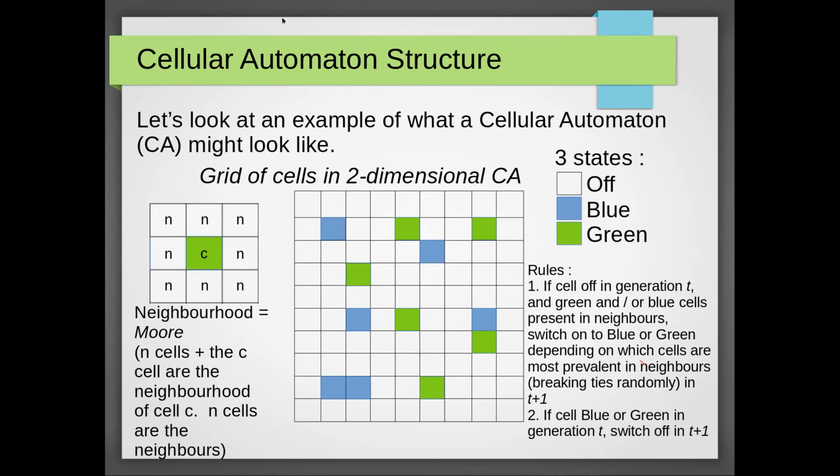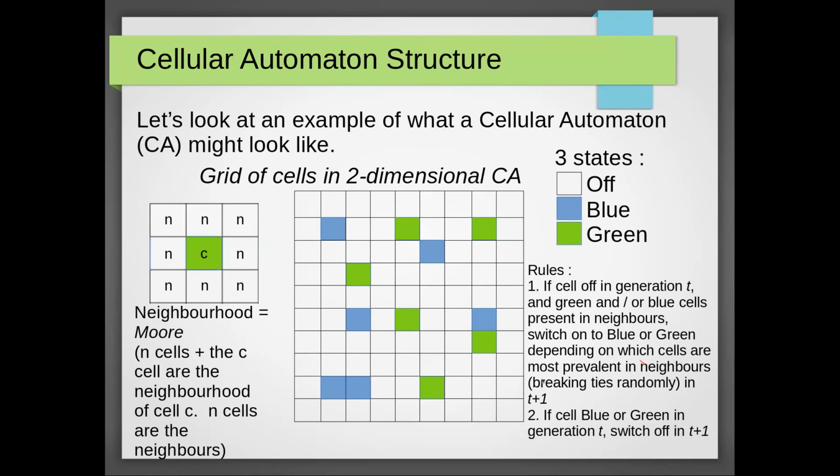So let's look at an example of what a cellular automaton might look like, because I realize it can be a bit difficult to get your head around just in terms of words. So let's visualize something and hopefully make this a little bit more real. So let's imagine a two-dimensional cellular automaton, so a two-dimensional grid of cells. And each of those cells, in our automaton here, is in one of three states: it's either off, which is white, blue, or it's in the green state.